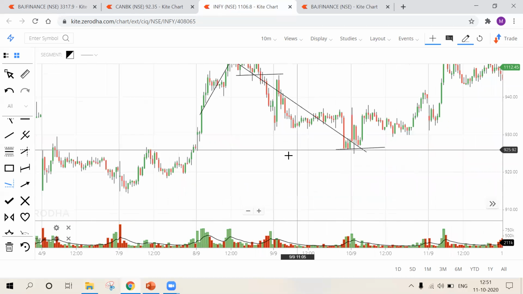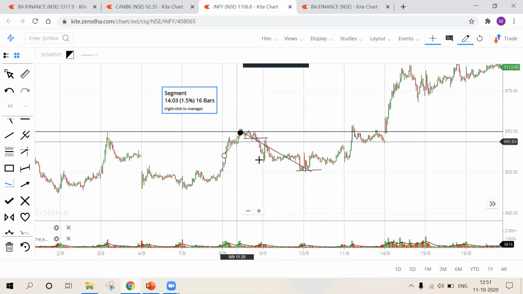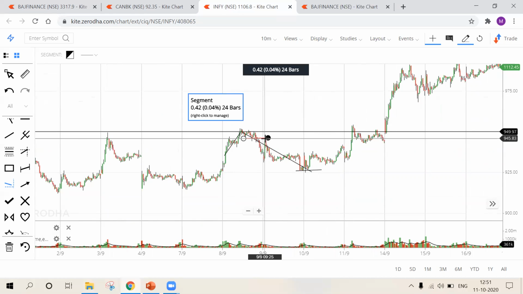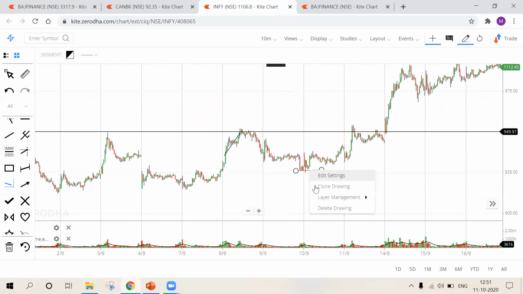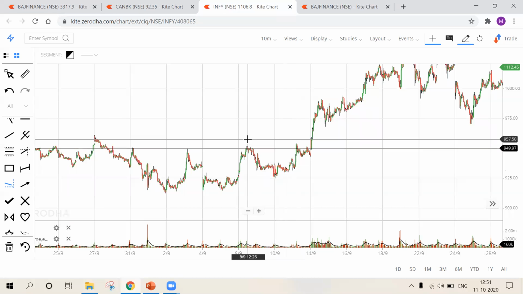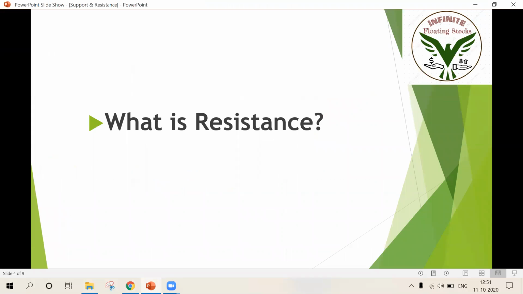Again, there are many other confirmations you need to look for before making a sell or buy position. I'll be explaining all those confirmations in my upcoming sessions. So I'm expecting that you guys are very clear with support and resistance. So let's get on to the slides. What is support and what is resistance?